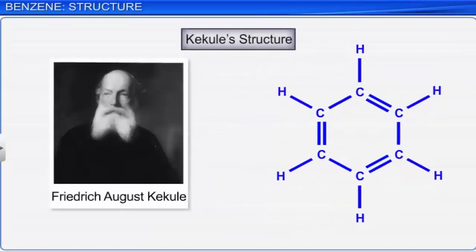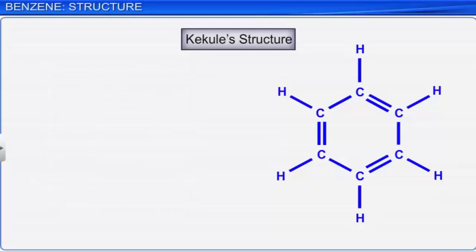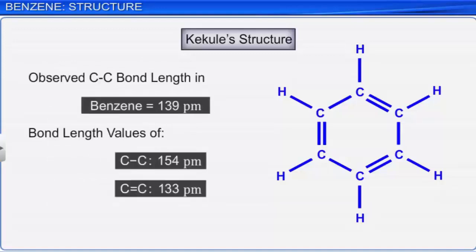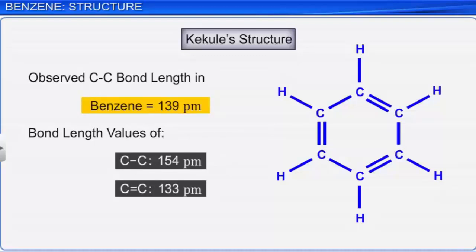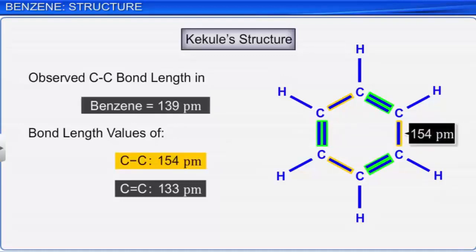However, Kekulé's structure could not explain all the properties of benzene. For example, this structure cannot explain the observed bond length of carbon-carbon bonds, which is 139 picometers. According to this structure, 2 bond lengths are expected due to the presence of alternate single and double bonds. They are 154 picometers due to carbon-carbon single bonds and 133 picometers due to carbon-carbon double bonds.